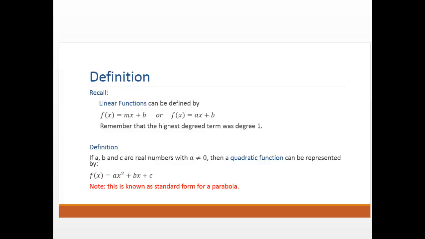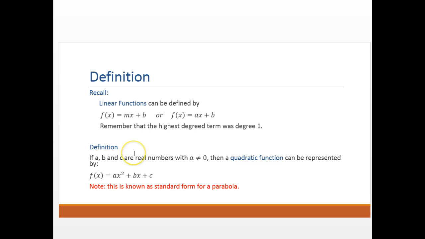Basically, how do we know if something's a quadratic function? Well, if we recall back to linear functions, linear functions can be defined by either f of x equals mx plus b or f of x equals ax plus b. Remember that the highest degree term was degree 1. This was x to the first power and x to the first power here.